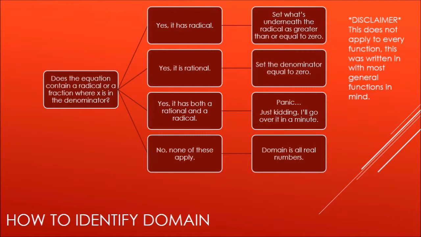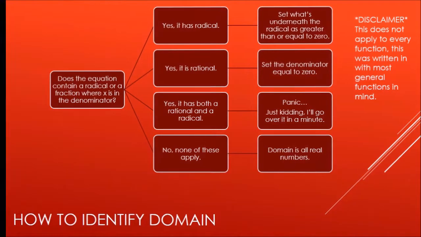It says, yes, it is a fraction, so then you set the denominator equal to 0. If it has both, then we'll get to that in a minute. And then if it has none of it, then it's all real numbers. So any polynomial like x squared plus 3x plus whatever, all of that is all real numbers. Okay, so let's get right to it.